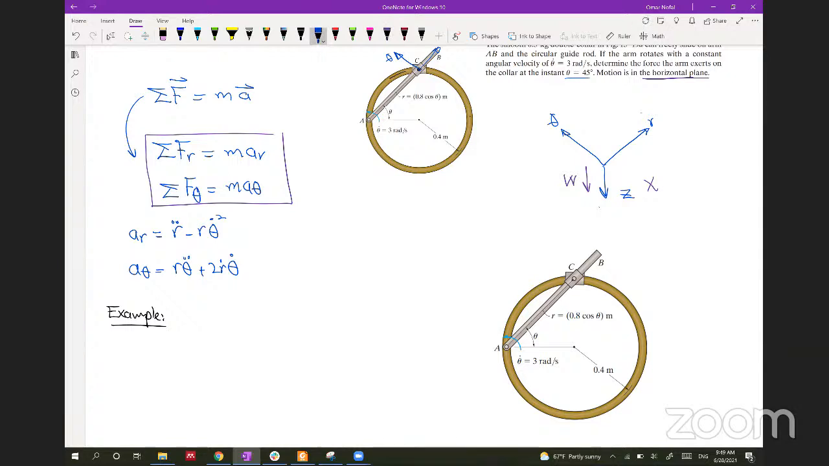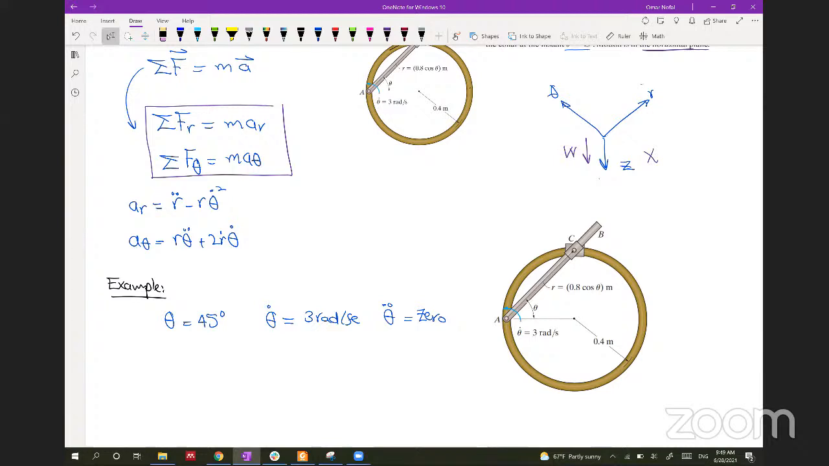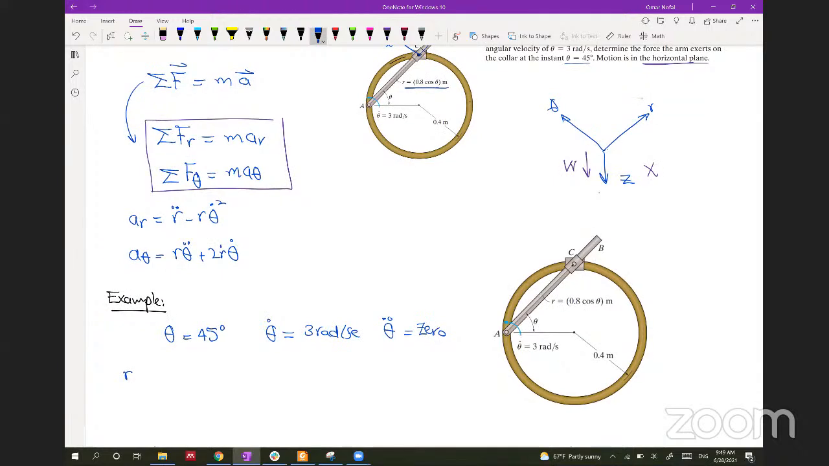Okay, so let's extract the information from this problem. The instant required is theta equal to 45 degrees, and we know that theta dot is constant, equal to 3 radians per second. As it's constant, theta double dot will be equal to 0. So we got the various terms. Let's now get r. Here is the equation of r, the path of r: r equals 0.8 cosine theta, in meters. At the instant of 45 degrees, r equals 0.8 cosine 45, which is 0.5657 meters.